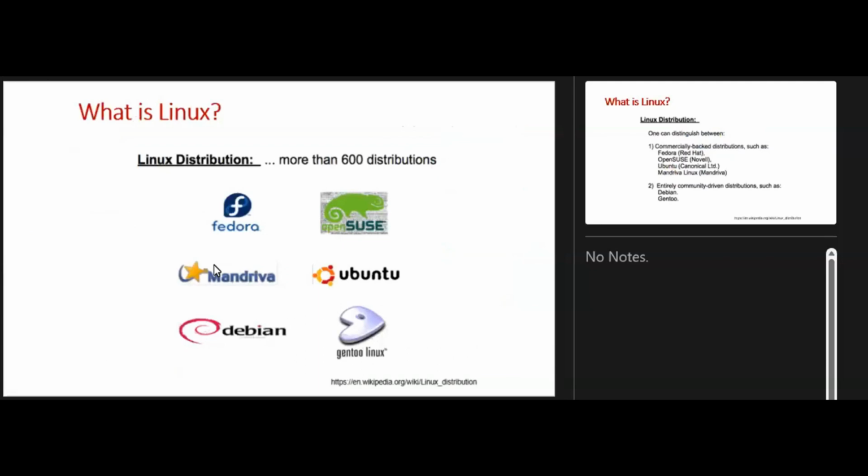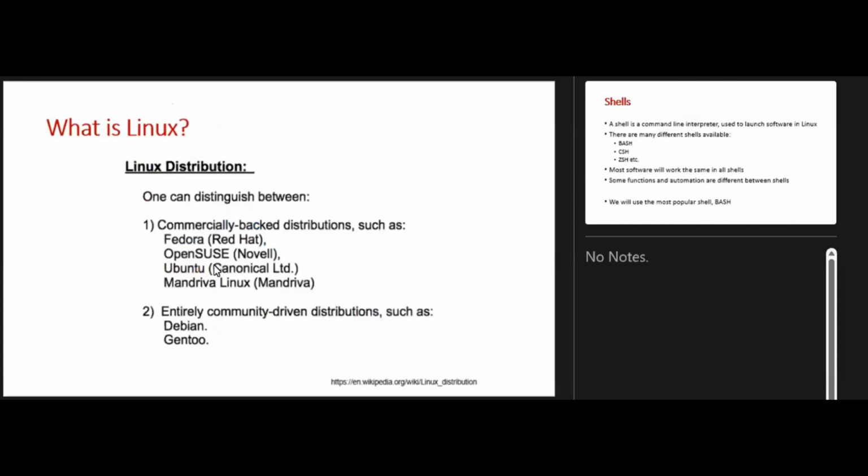What is Linux? It's an operating system, and there are different flavors of it. There are Fedora, Debian-based systems, and Ubuntu. Most people prefer Ubuntu for bioinformatics tasks. Some are commercially distributed, and some are community driven. They are made by the community for the community, and they are freely available, like Debian-based systems. Ubuntu is based on Debian, so it's also free.